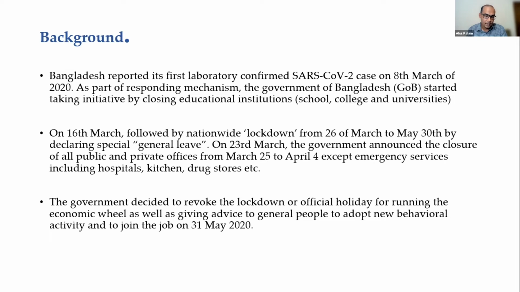And during the second phase, the government decided to revoke the lockdown or official holidays to keep the economic wheels running, as well as advising people to adopt new behaviors and rejoin their jobs on 31st May. So that means before May 31st, it was lockdown phase 1, and then the government decided to revoke all those restrictions and asked its population to adopt new behaviors. So that is the context in which I conducted this research.